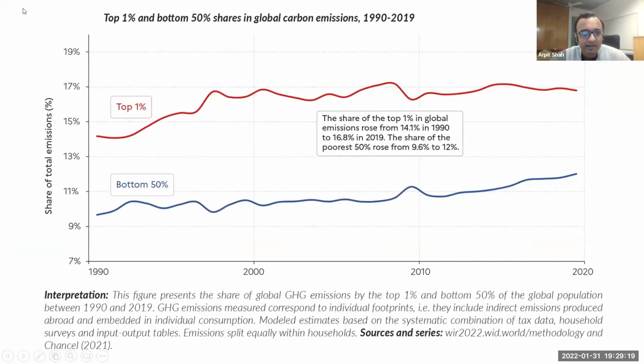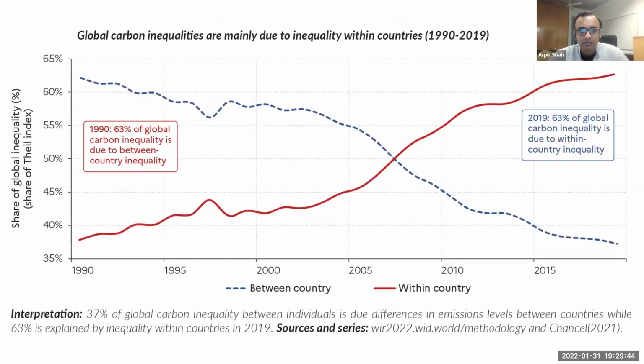And finally, I'll cover this very quickly. If you look at the share of total emissions for the top 1% and bottom 50%, for the bottom 50%, the share of emissions is increasing, which is desirable. But what is not desirable is that the same share is also increasing for the top 1%, which is contributing more and more to inequality. So inequality in some sense has increased over this time period. And this is, I think, an important chart to talk about.